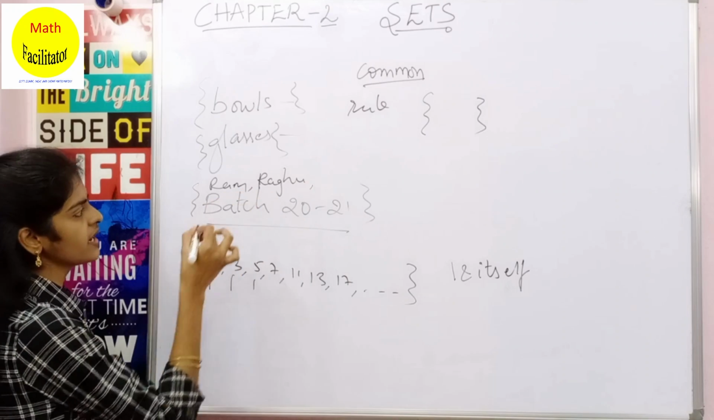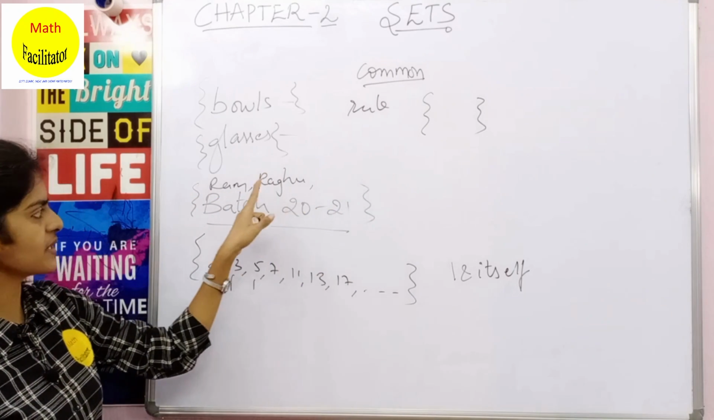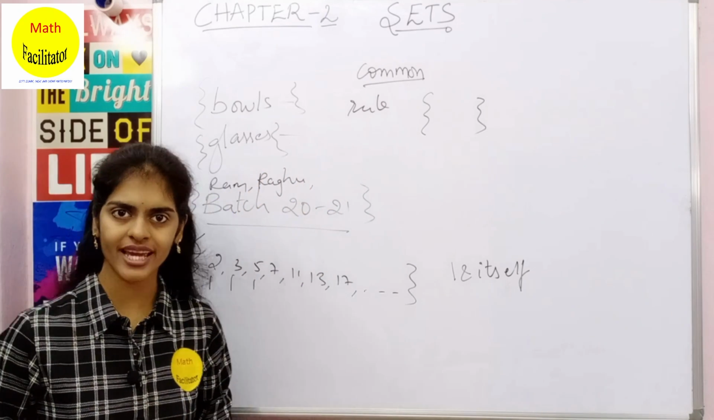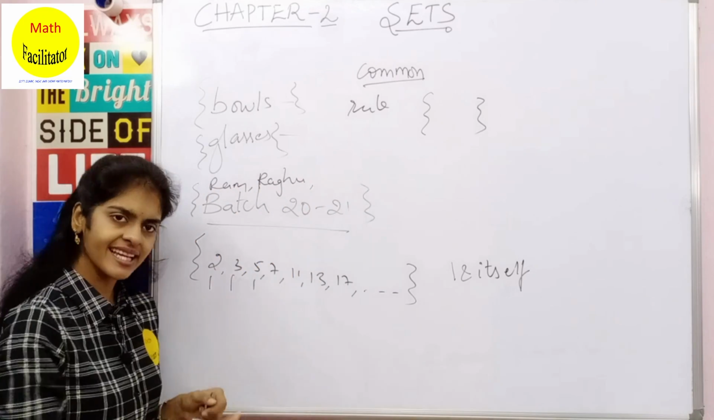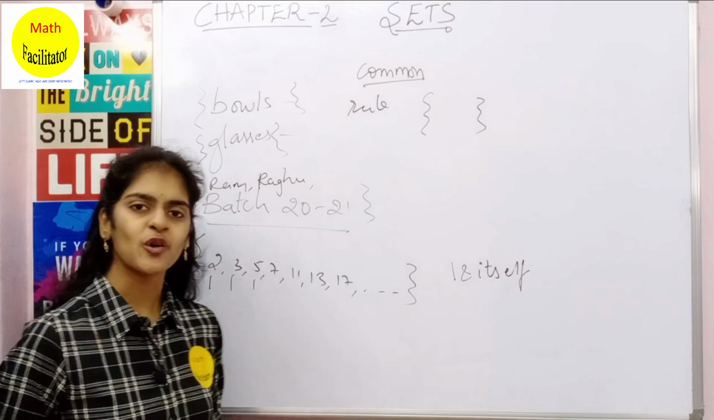Okay, and Ram, Raghu, etc. they are separated by what? By commas. Okay, so these are called elements of the set. Clear? So now let us move on to the next topic.